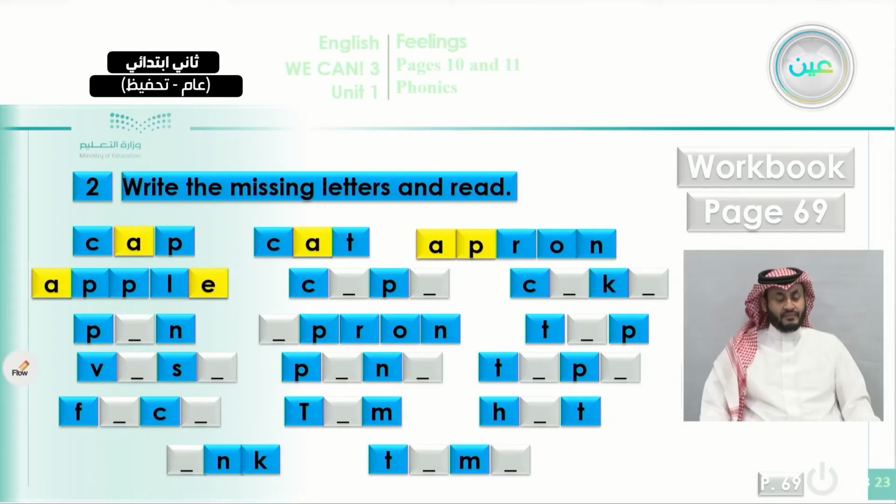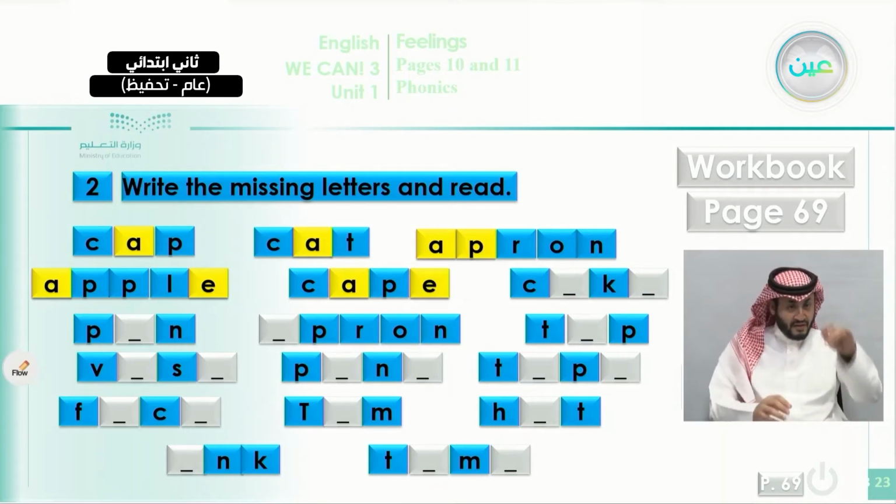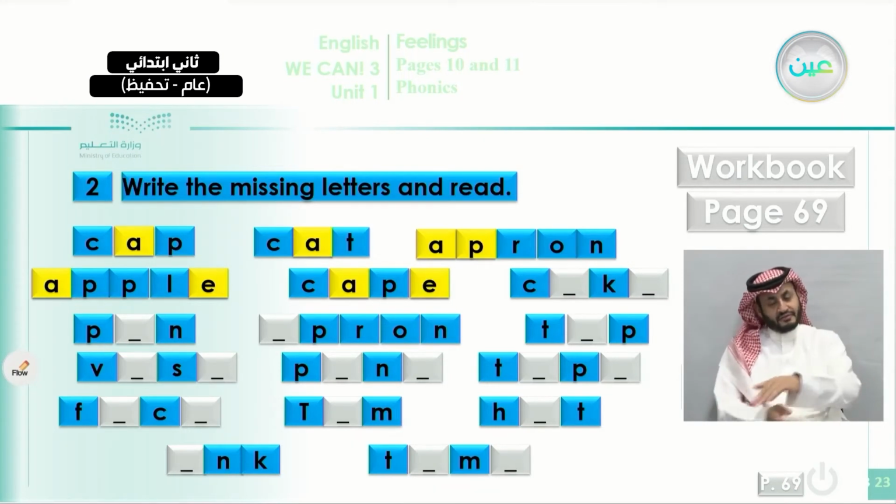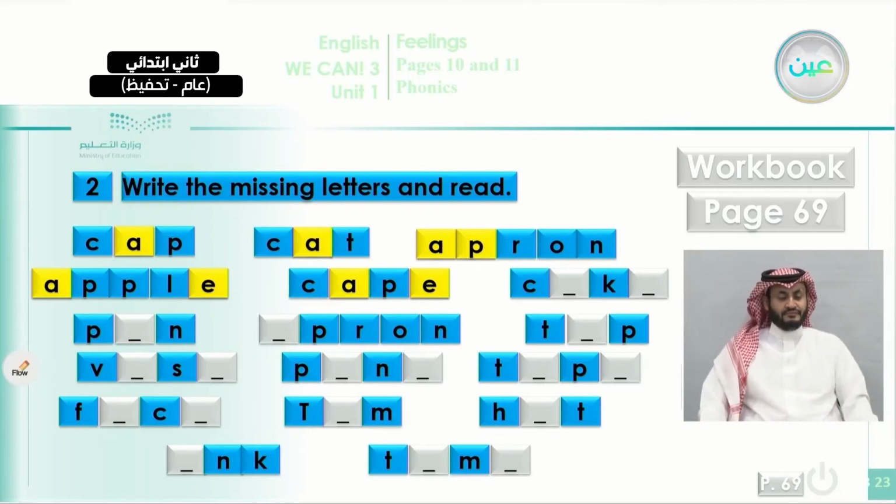Okay, so the other one here is missing 2 letters. The first one is A. You can read it like this. If it is C-A-P, you can read it with short A as cap. But if there is an E at the end, the pronunciation is different. You can say cape. Here you say cap. But if there is an E at the end, you say cape.